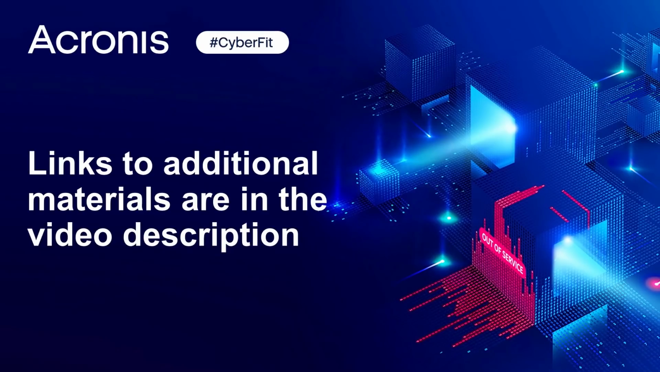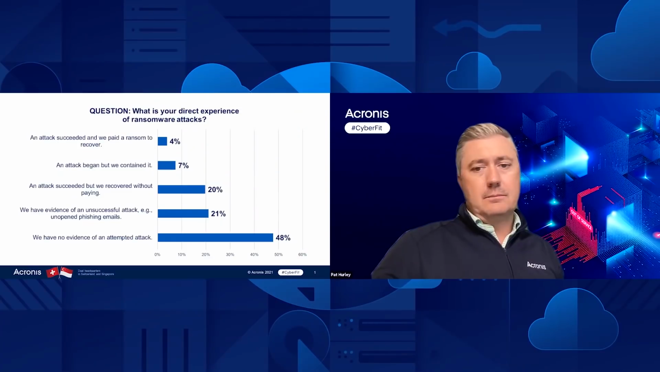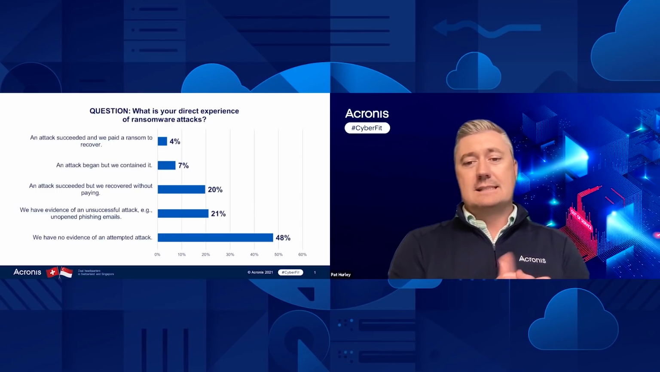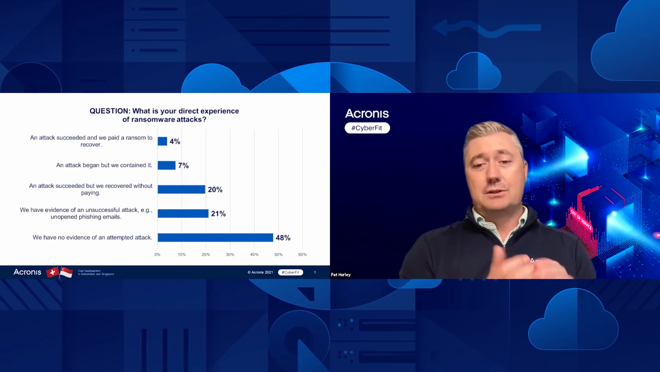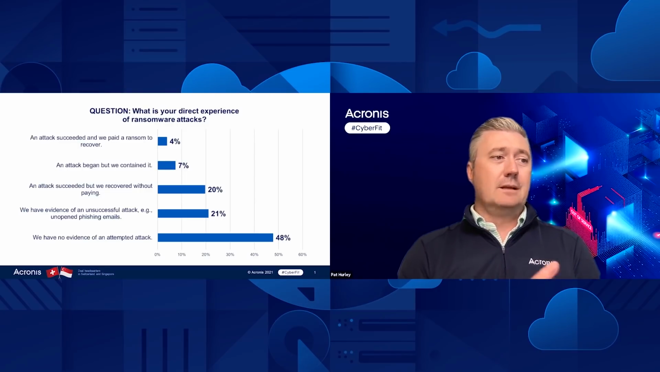We are popping back up the results here. Looks like the majority of you have no evidence of an attempted attack. So congratulations. Hopefully you're 100% certain of that. 21%, 48 respondents, have evidence of an unsuccessful attack, like unopened phishing emails. I'm surprised that's that low. I would think that number might even be higher. An attack began, but we contained it. Congratulations, great work. You're using the right tools and you've got an educated workforce. An attack succeeded, but you recovered. And then we got an unfortunate 9 people that had an attack succeed and actually paid the ransom to recover. So this is real world stuff. We're not just talking about fake news here. This is stuff that's actually happening.